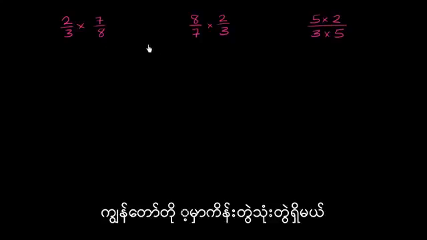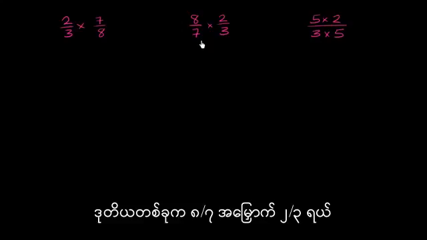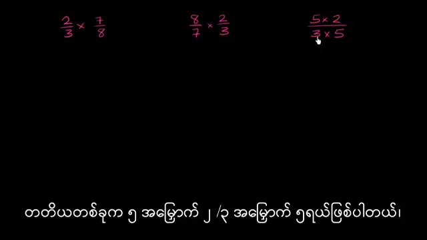We have three expressions here. This is 2/3 times 7/8. The second expression is 8/7 times 2/3. This third expression is 5 times 2 over 3 times 5.